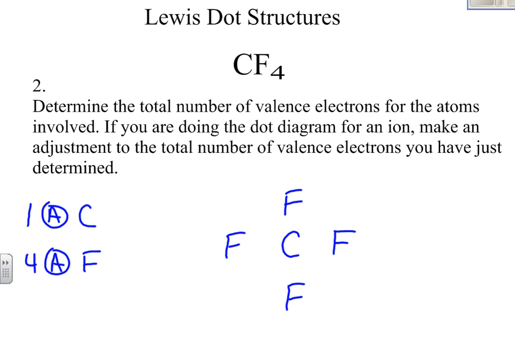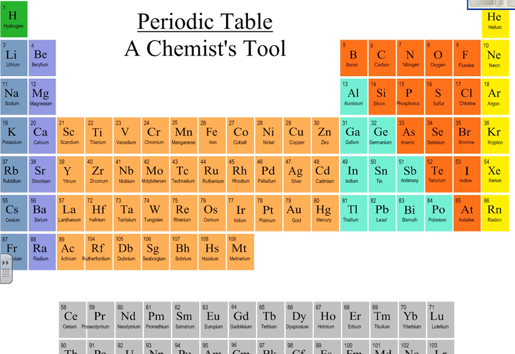of fluorine. So we need to go to the periodic table to figure out how many electrons we have for each of these. So we identified the carbon and the fluorine in our periodic table. Carbon is right here, it's element number 6. Fluorine is right here, element number 9. And we need to determine the number of valence electrons.